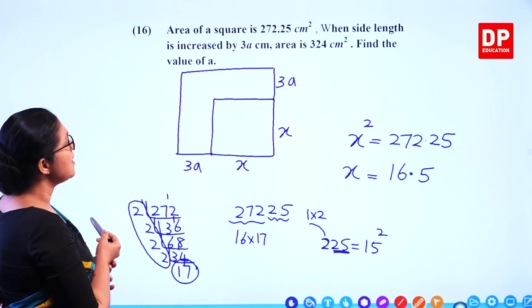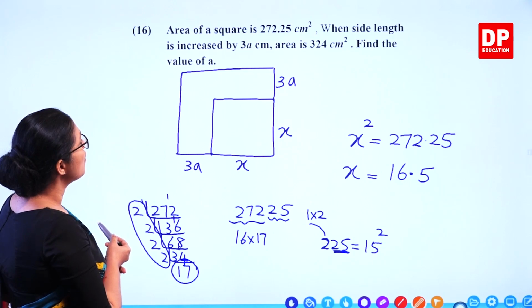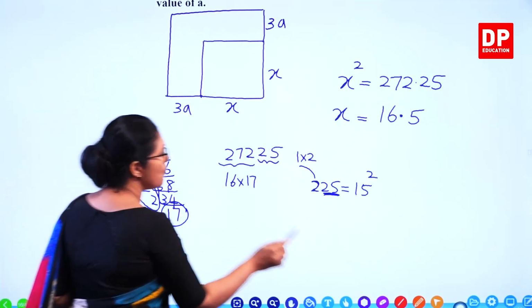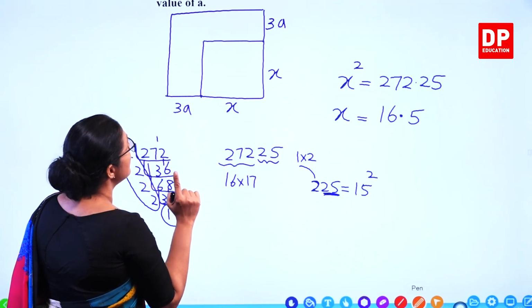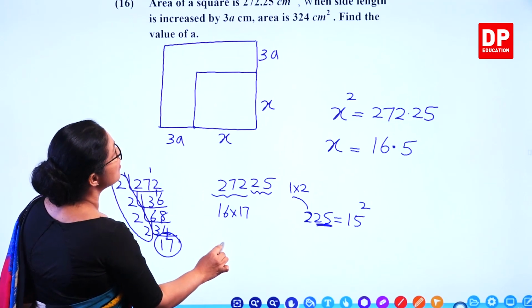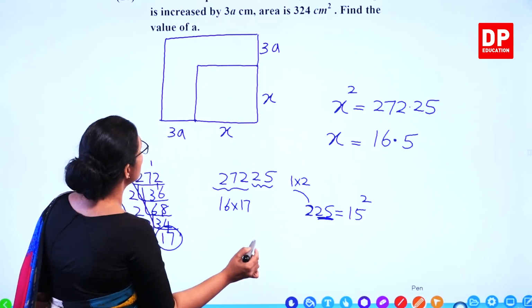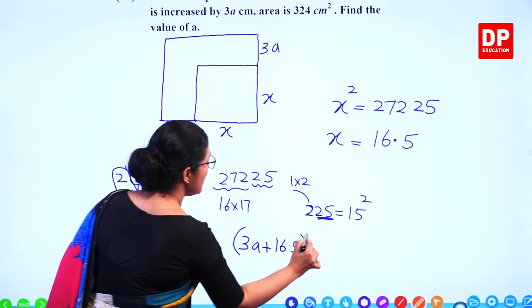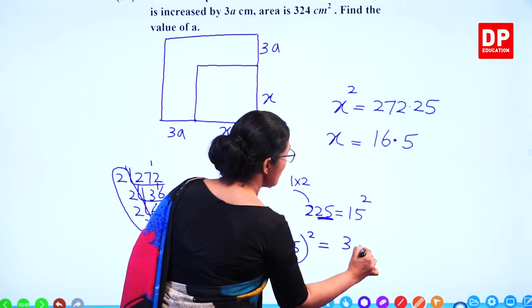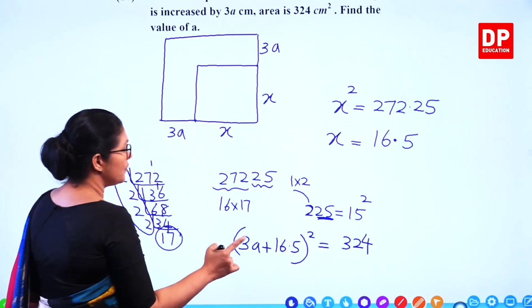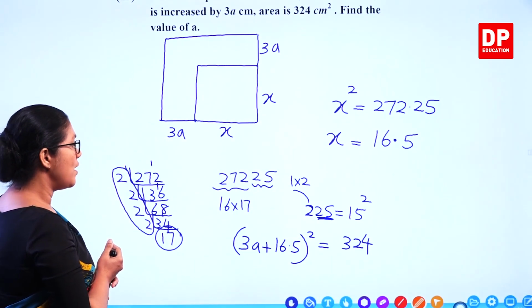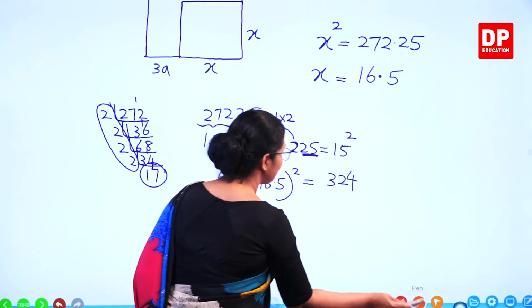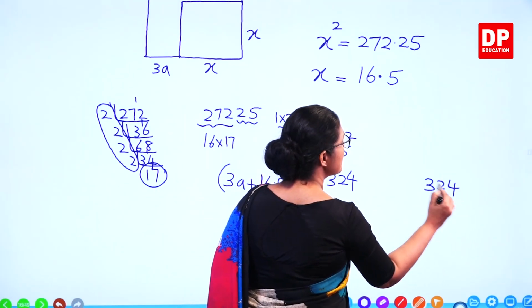So after you get 16.5, you can find out the value of a. Now what it says, when you increase by 3a, the new area is 324. So 3a plus 16.5 squared is equal to 324. Now, how can you find out a? When you take the square root for both sides, we can find out the square term. So, what is 324?